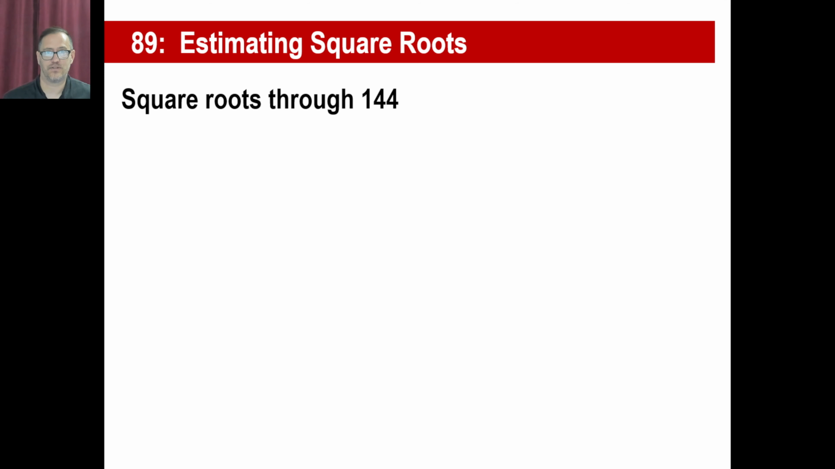All right, today's lesson is a real quick one on square roots. You should know the square roots through 144. In other words, the square root of 144 is 12, the square root of 121 is 11, the square root of 81 is 9, the square root of 25 is 5, and so on. In other words, you should know your times tables well enough to recognize these.